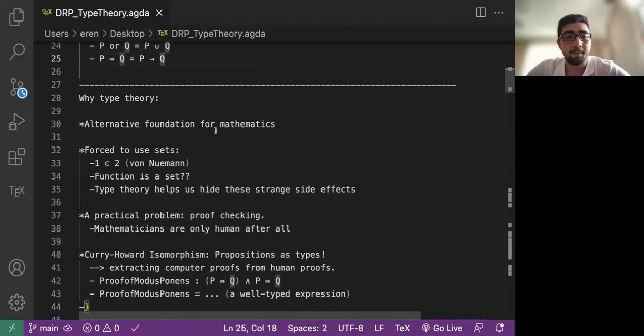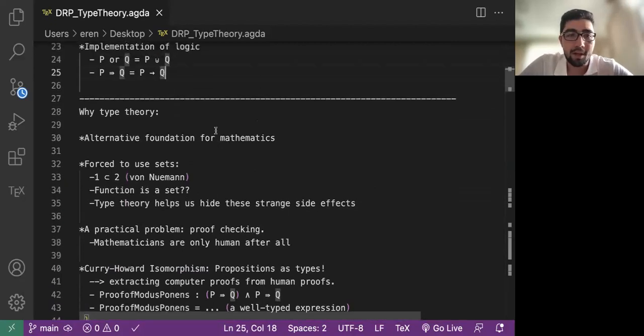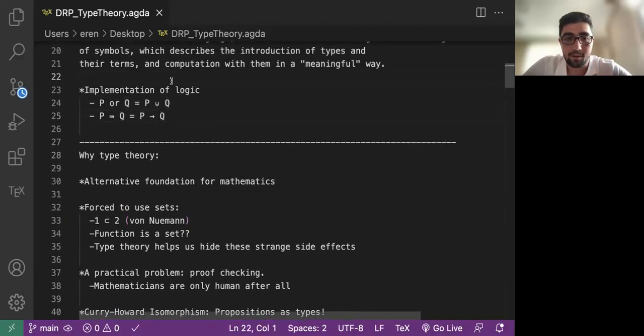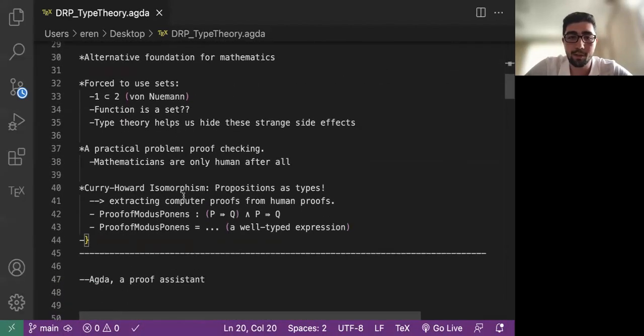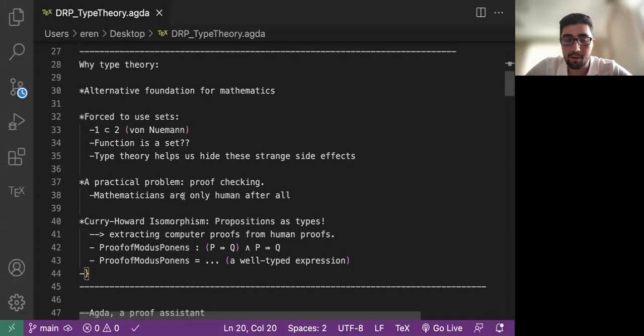So why type theory? I discussed the differences between type theory and set theory a little bit here. It's because it's an alternative foundation for mathematics. And in set theory, why can we choose type theory as a foundation? Because in set theory, we are forced to use sets. And this has some strange side effects, like in von Neumann's construction of natural numbers, 1 is a subset of 2.